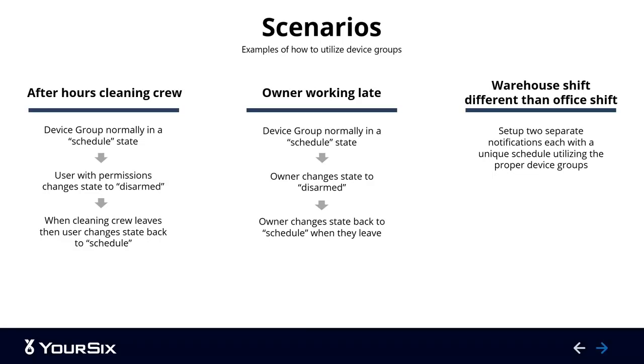Lastly is a different type of example that focuses more on schedules themselves. Let's say a group of individuals works late in your warehouse area, but the office staff works an earlier shift. In this scenario, you should create two separate notifications. One that has a schedule for the office and utilizes the office device group or groups, and a separate notification that is built using the warehouse device groups and is built around their schedule.